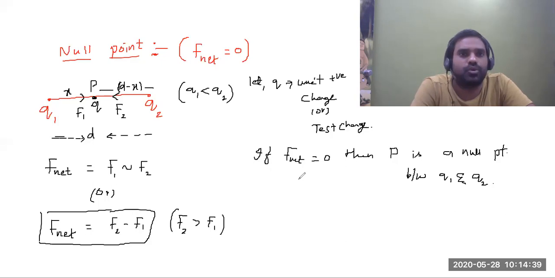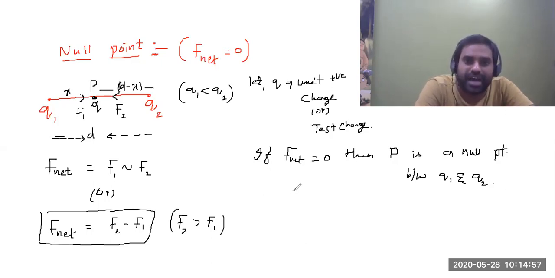Sometimes you'll be asked to identify the position of the null point. Now, what is the nature of P? At P, the effect of Q1 as well as the effect of Q2, if a unit charge is kept, get nullified, meaning equal and opposite. That is the meaning. So therefore, at P you can write F1 is equal to F2 directly.